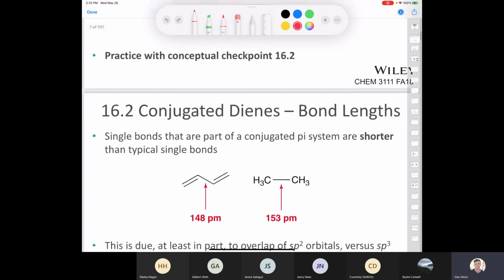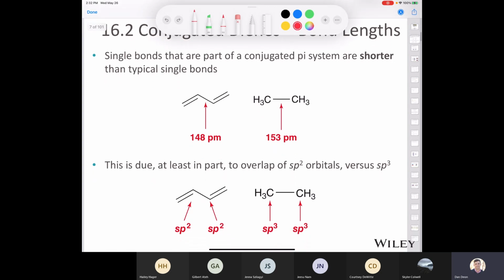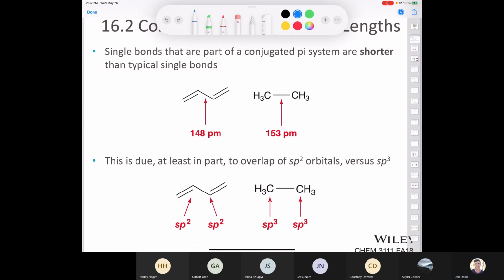Let's move on from there and let's talk about the bond lengths in a conjugated diene. So if you look at the bond length in a molecule like ethane, this is just plain old ethane here. If you look at the carbon-carbon bond length, it's around 153 picometers. Now, both of those carbons are sp3 hybridized, right? But if you look at the carbon-carbon bond length, it's still a single bond, right? Both of these bonds are single bonds, okay? But if you look at it in this molecule, which is called 1,3-butadiene, okay, right?